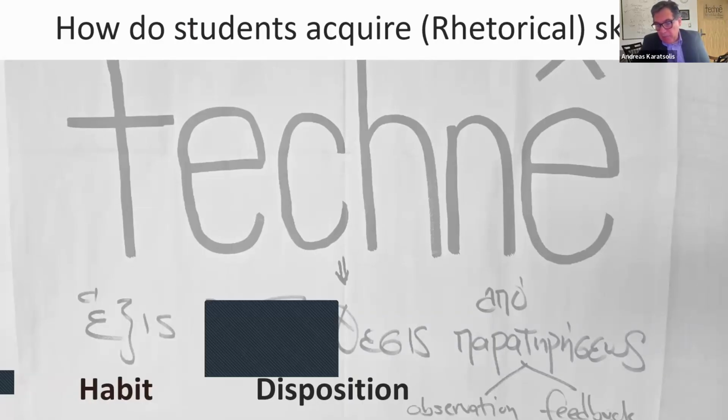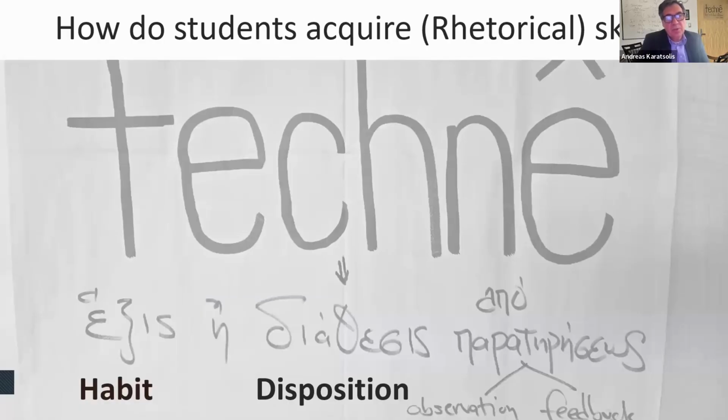One is habit formation, which is your 10,000 hours of doing the same activity and eventually getting it right. And the other is the idea of developing the disposition in your writing or your oral communication. And this disposition comes out of two places, again, according to ancient rhetorical frameworks.